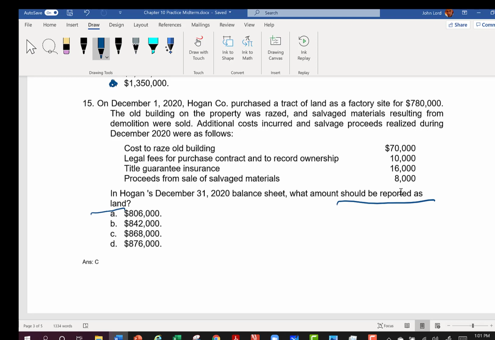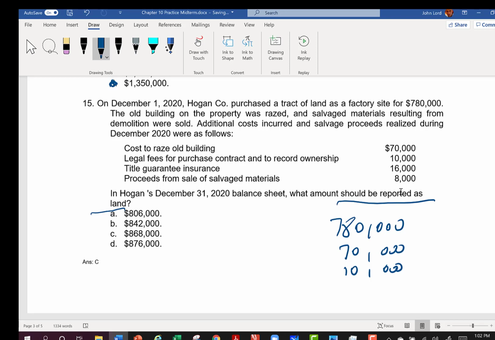So they tell me that they purchased the land for $780,000. I know I got to pick that up. Okay, the old building on the property was razed, salvage materials resulting from the demolition were sold, and then they give me some additional cost. Okay, so the cost to take off that old building, razed, meaning they tore it down, $70,000. Legal fees to purchase, contract, and to record ownership. Yeah, you got to record the title with the county, whatever. You got to sit there and bring that cost in.